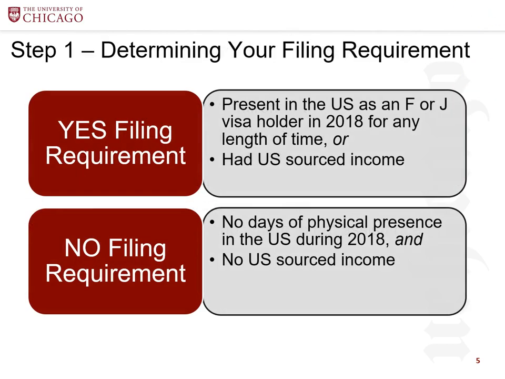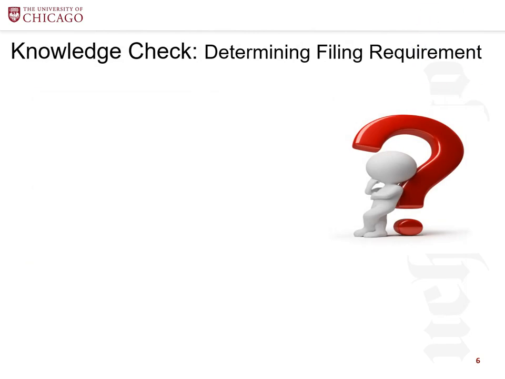So step 1, determining your filing requirement. You do have a filing requirement if you were present in the U.S. as an F or J visa holder in 2018 for any length of time, including one day, or you had U.S. source income. And you do not have a filing requirement if you had no days of physical presence in the US during 2018 and you had no US sourced income. We're going to unpack those a little bit in following slides, but that's a general rule.